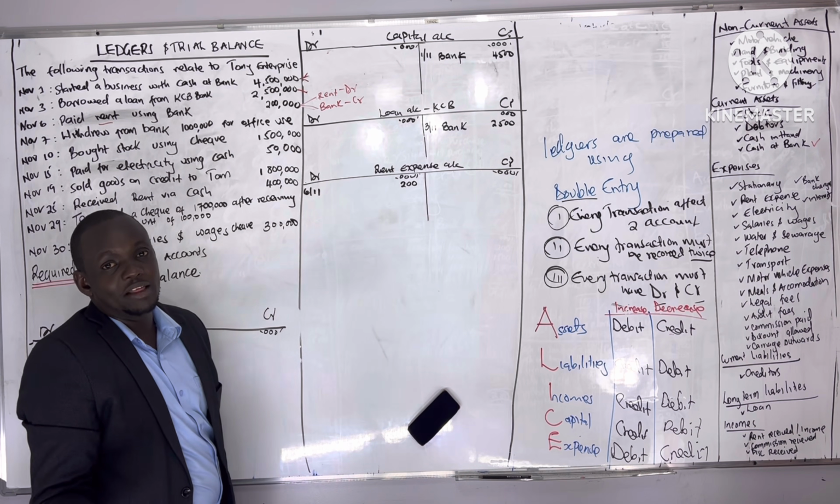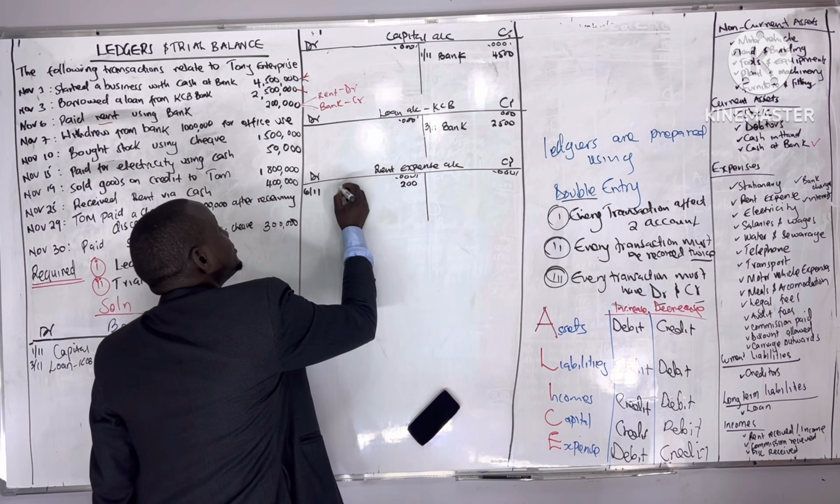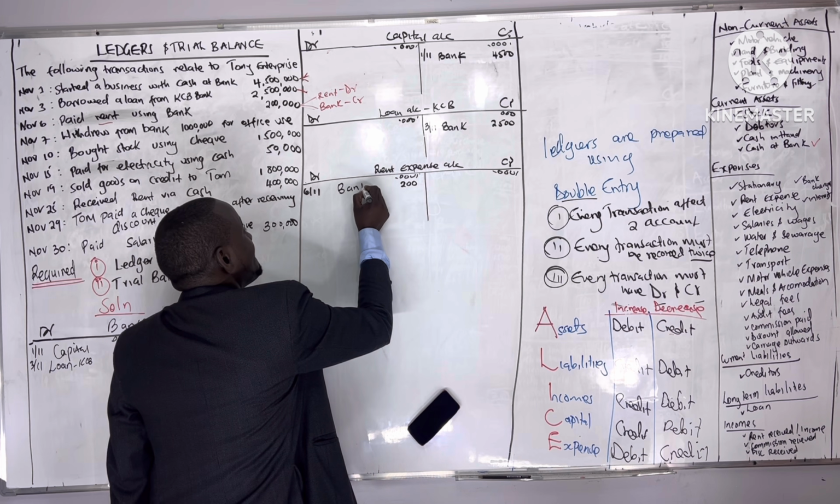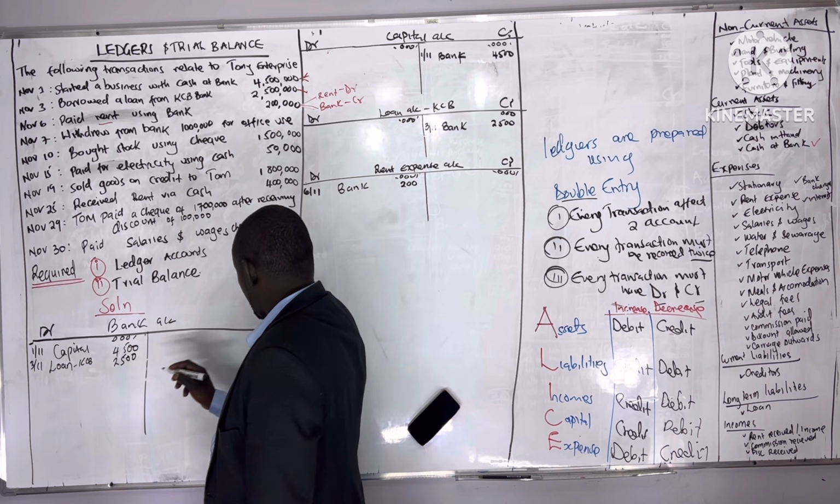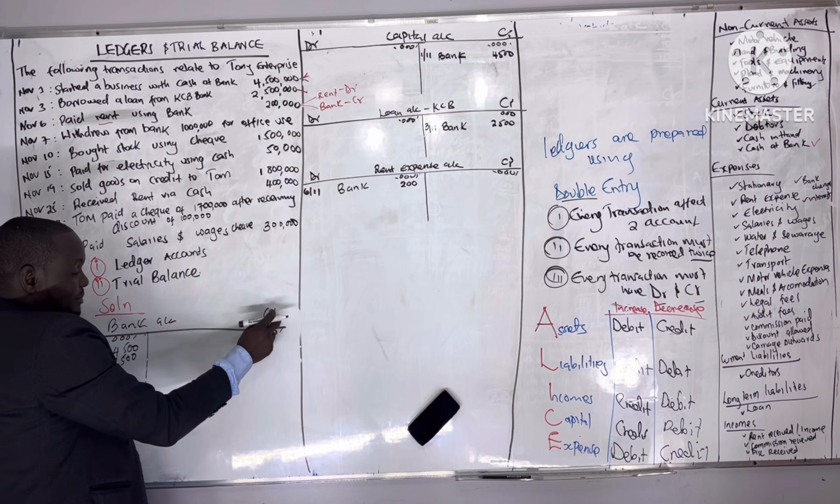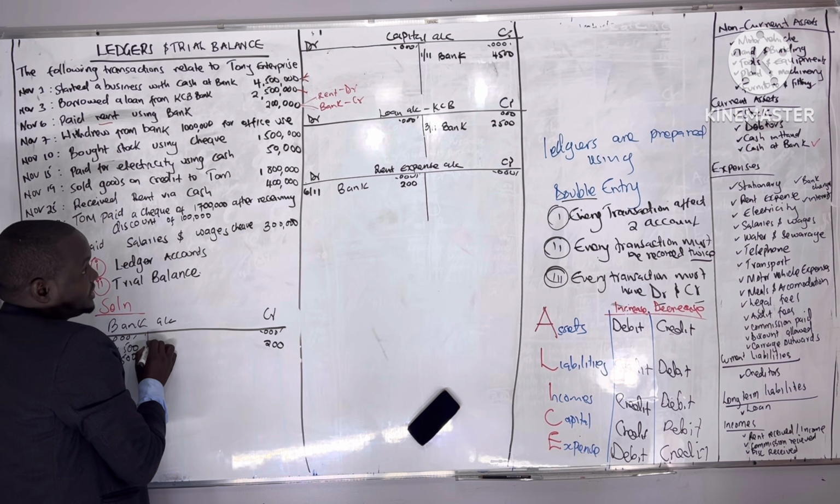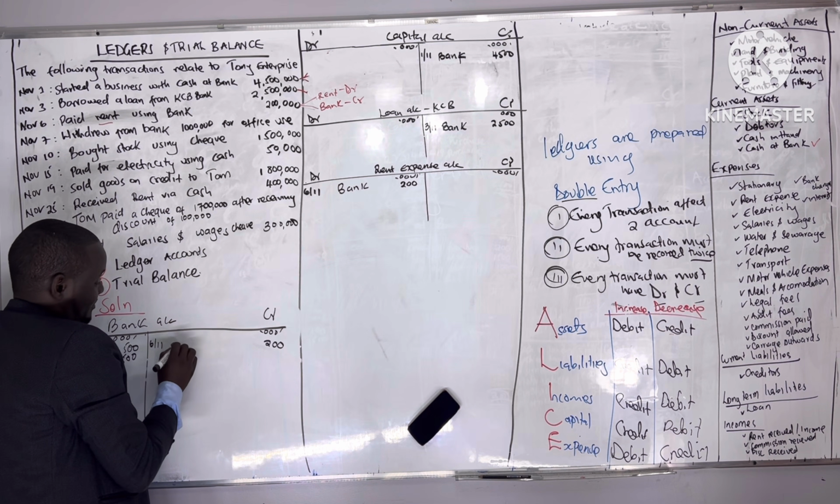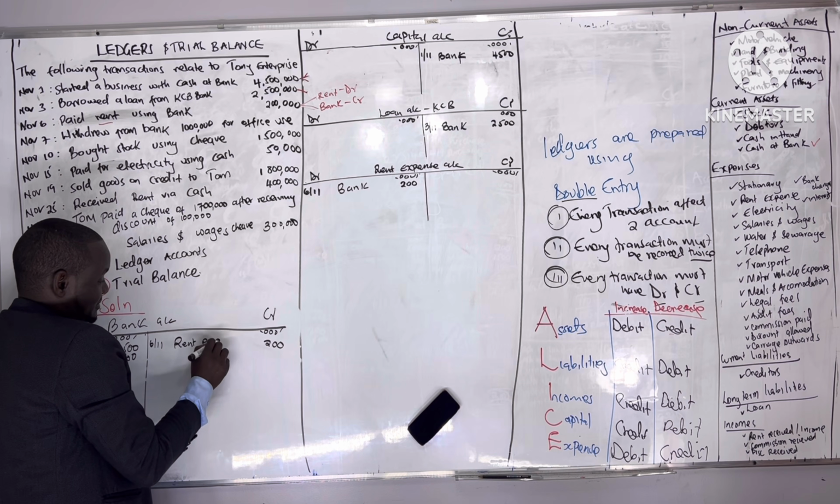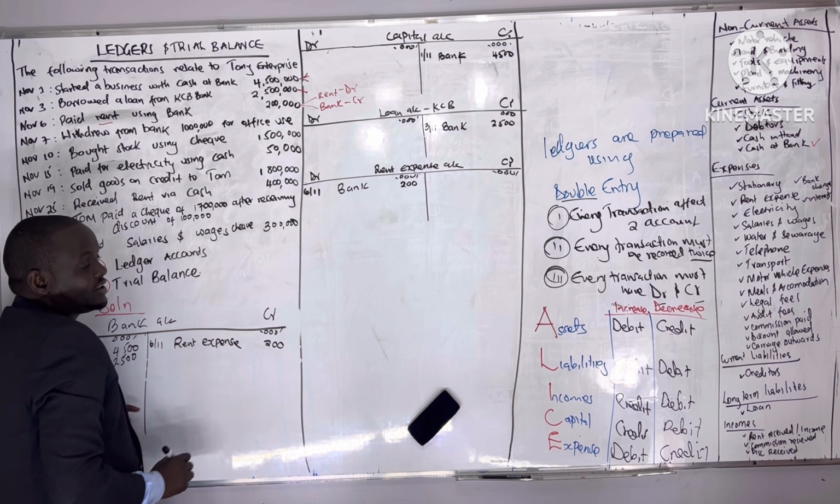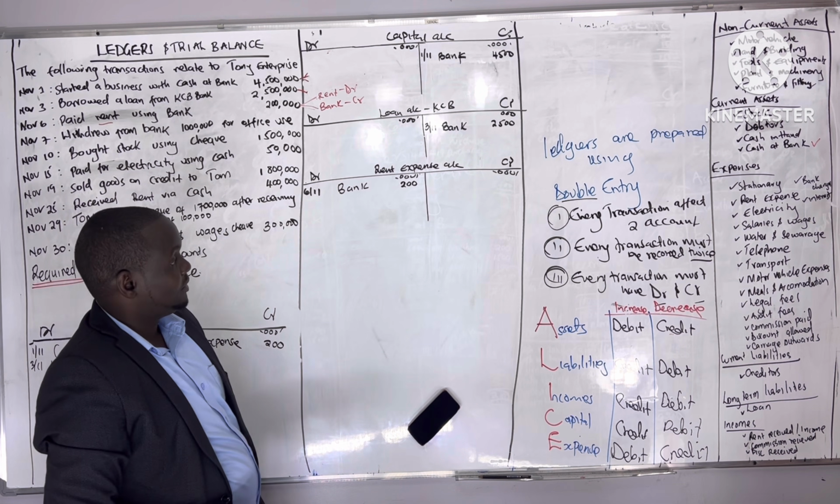Now we narrate how this rent was paid. This rent was paid using what? Bank. Then I go to the bank account. On the credit side, I write 200, then 6th November. This money in the bank went to pay what? Rent expense. Went to pay rent expense. We go to the next one.